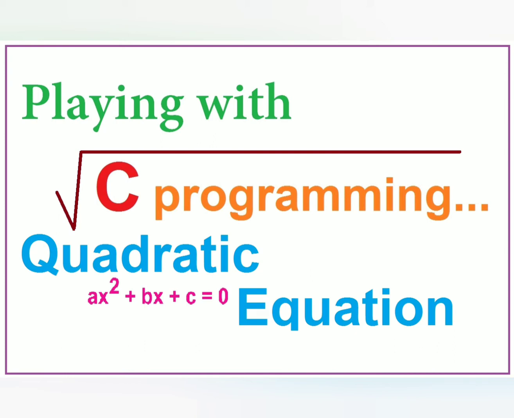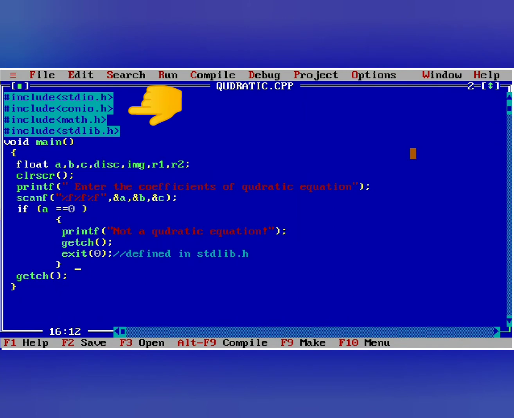Solving quadratic equation using C program. First include the header files. Our main function starts here. Then we declare the variables as float so that it can take decimal values. a, b, c, disc, img, imag, R1 and R2 are the variables.